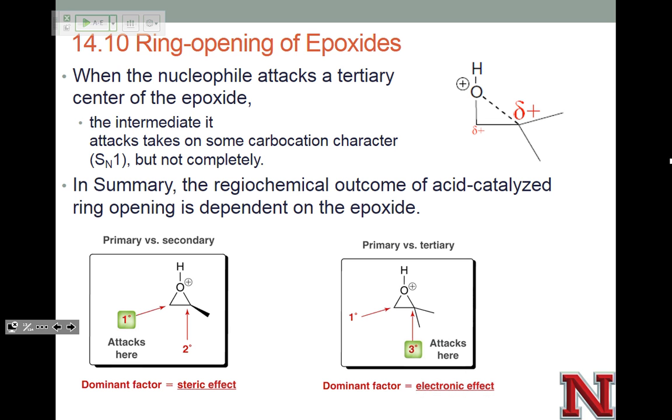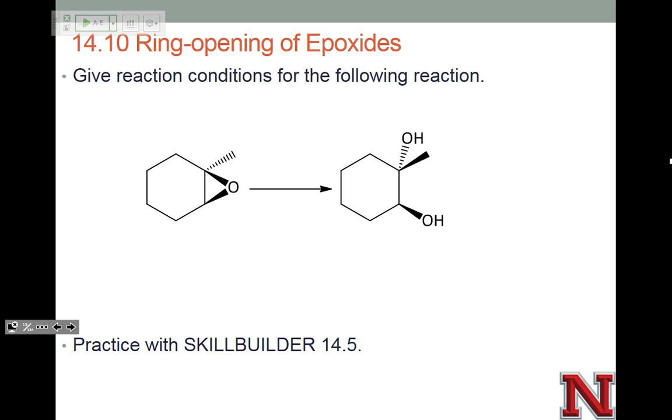Now, this is only relevant in acid catalyzed conditions. Under the basic conditions, we do not have one of the partial positive charges being more stable than the other, so it's always going to be sterics. So it's only under acidic conditions that this is appropriate or even something that we care about.